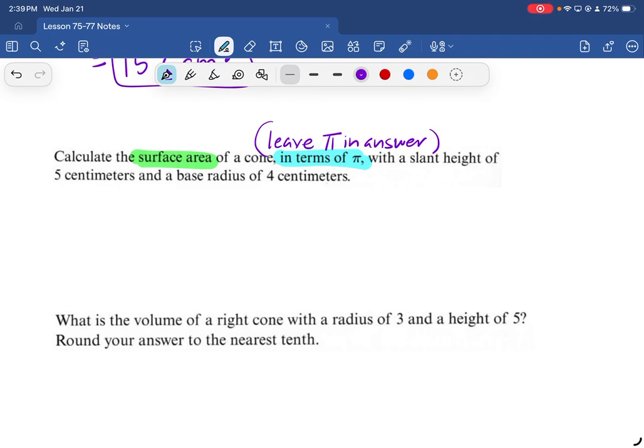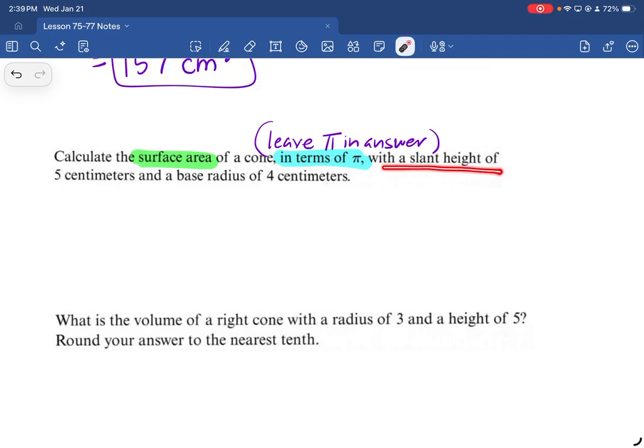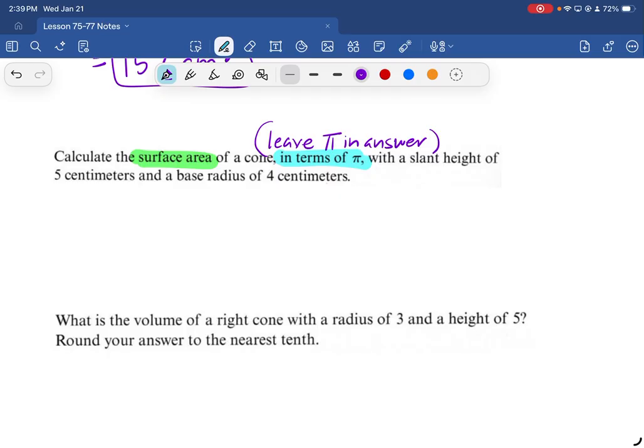Okay, good. In terms of pi, with the slant height, there's our cursive L, 5 centimeters, and a base radius, there's our R, of 4 centimeters. Okay, we have all the information we need. What's the formula, Gabby, that we need to apply here? S equals L plus B.